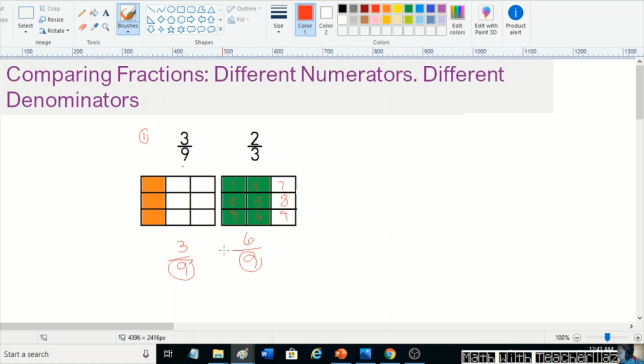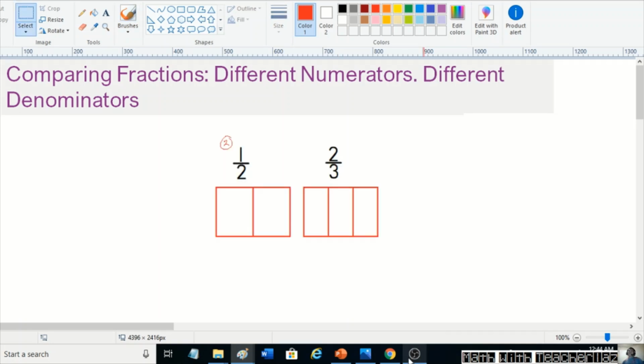So when the denominators are the same, the fraction with the highest numerator is the greatest. So this is the greatest. So that means that 3/9 is less than 2/3, because 2/3 is the same as 6/9, and 6/9 is greater than 3/9. Okay, so that's that exercise. Let's go to the next one.